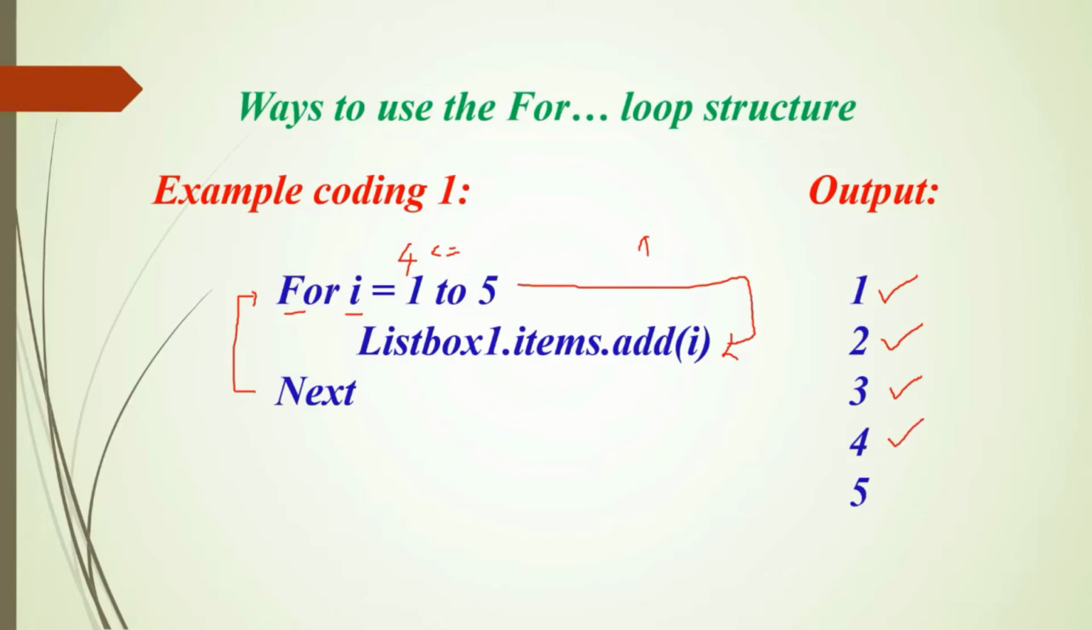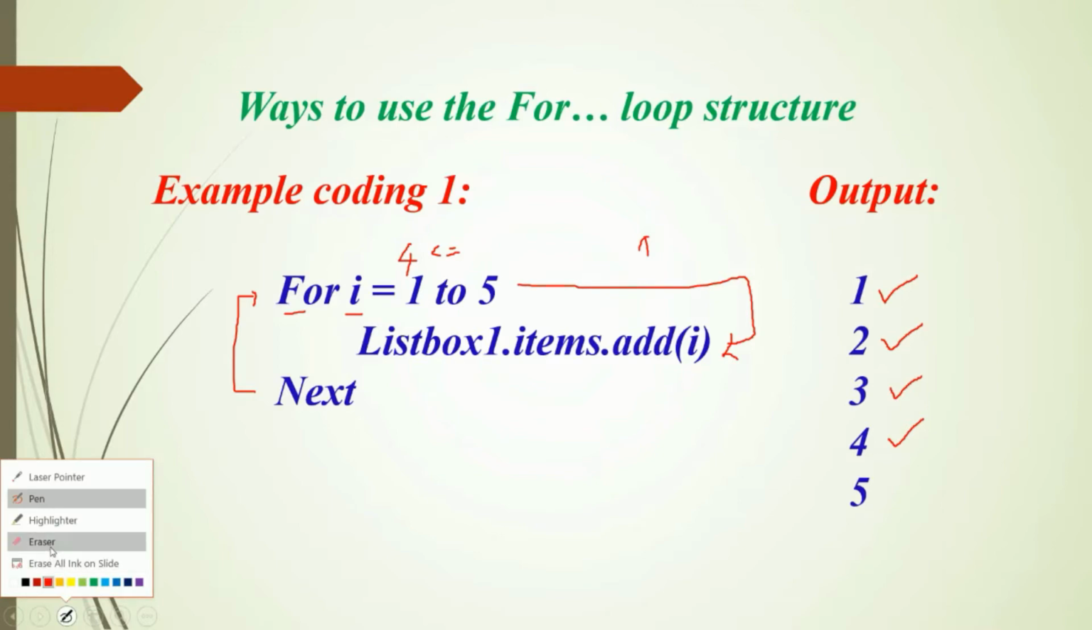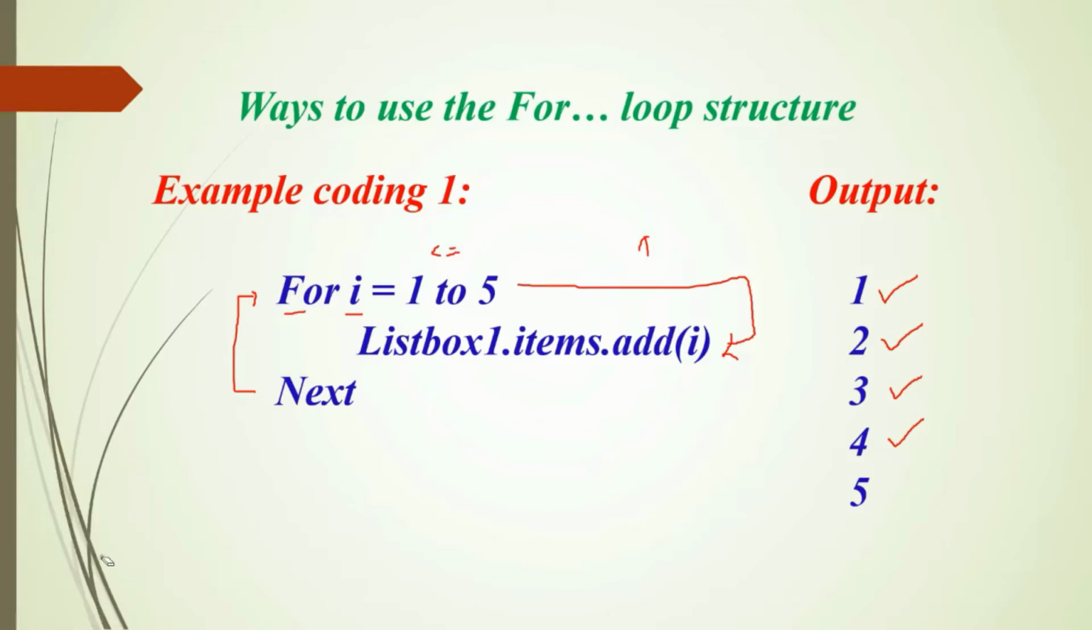Next, it increments the value of I to 5. So now the value of I is 5. It checks the condition 5 less than or equal to 5. The condition is true. So the control goes in, and the value of I is added to the output window. Then the control transfers back, and the value of I is incremented by 1.